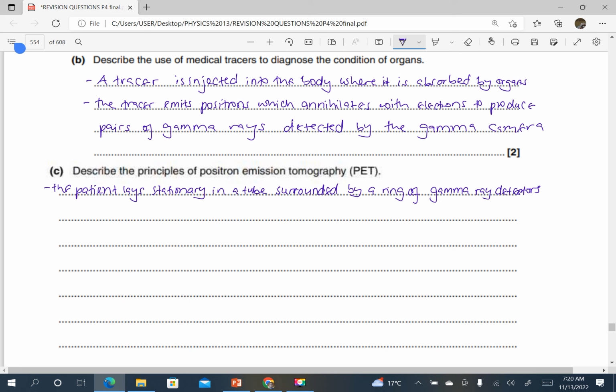Once the tracer, that is normally F18 or fluorine 18, is introduced into the body, it has a short half-life.